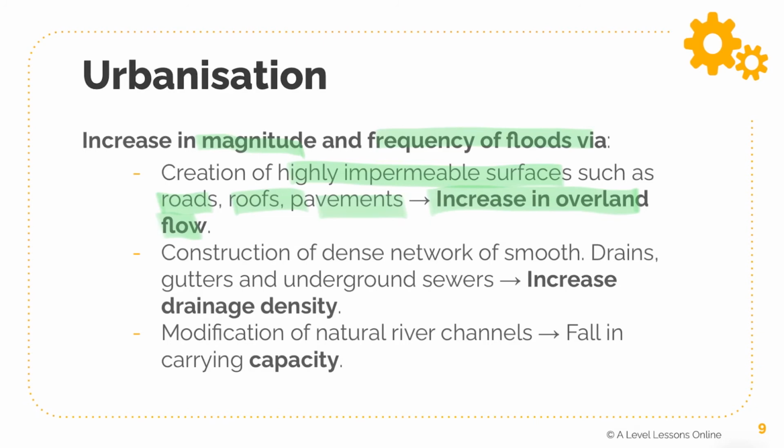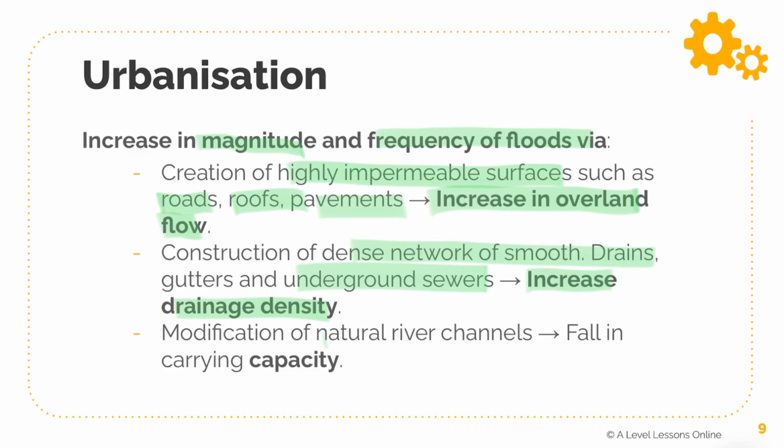What happens is it actually prevents water from infiltrating, because such surfaces are less permeable. As a result, it leads to greater Hortonian overland flow instead. The construction of a dense network of smooth drains, for example your sewers, can also lead to an increase in the drainage density. It can lead to greater amounts of water that's being stuck everywhere.